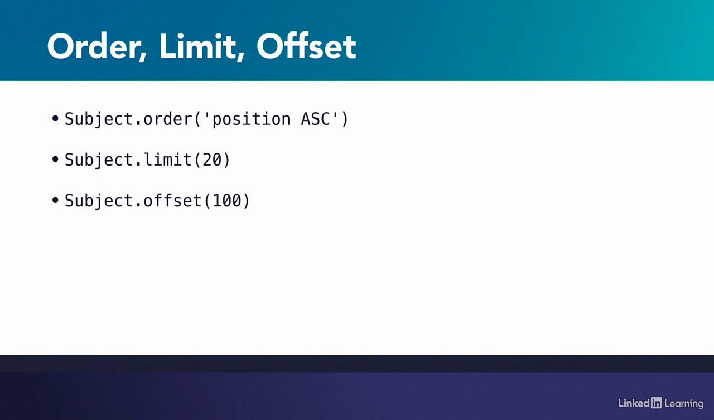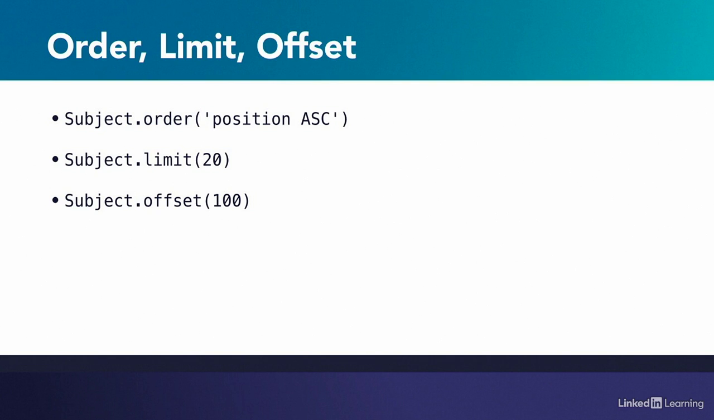Order is used to determine the sort order of the records. Limit allows us to limit the number of results that are returned. That gets used most often if we want to display a page of results. Let's say we want to have a page that displays only the first 20 subjects. Well, then we would use limit 20.